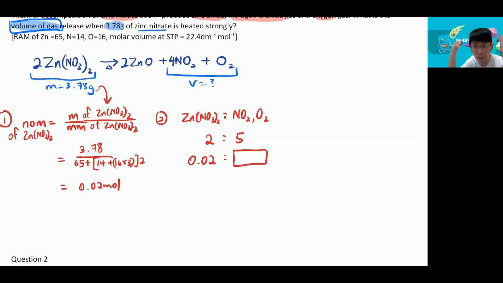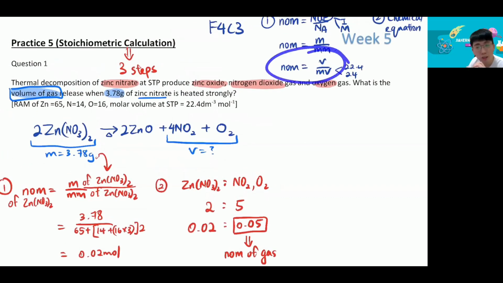So according to your maths brain, okay? So maths brain, 2 to 5. So if the exact number come down is 0.02, so the ratio should be 0.05. Correct. So according to the maths ratio that you learned before, what is this? This should be the number of mole of the gases that we have. Correct. So by having this number of mole, only you can go to step 3.